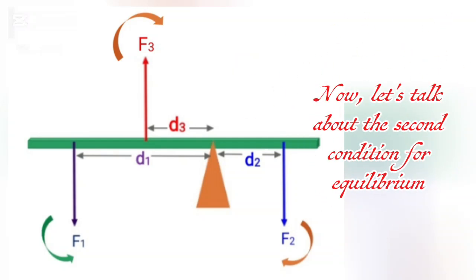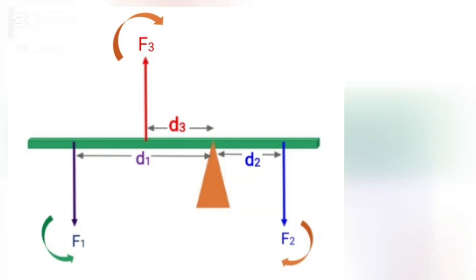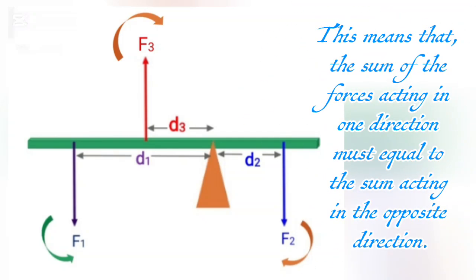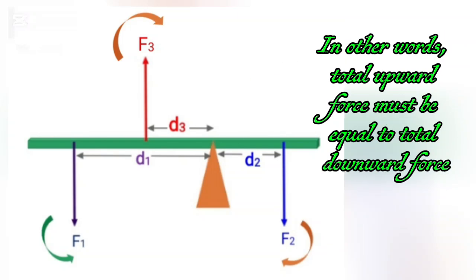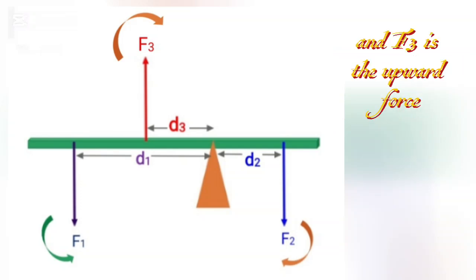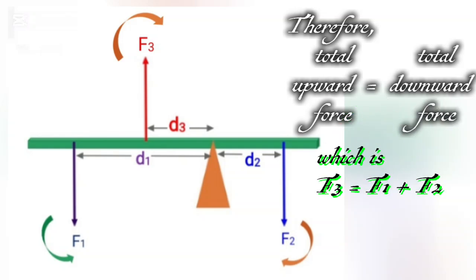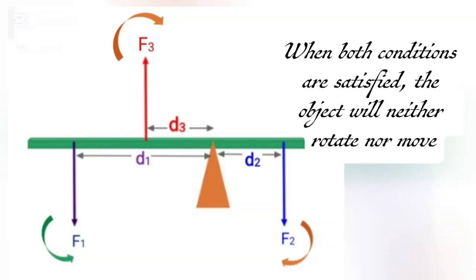Now, let's talk about the second condition for equilibrium. For a body to completely be in equilibrium, not only must the moment balance, but the forces must also balance. This means that the sum of the forces acting in one direction must be equal to the sum of the forces acting in the opposite direction. In other words, total upward force must be equal to total downward force. From our diagram, forces F1 and F2 are the downward forces, and F3 is the upward force. Therefore, total upward force is equal to total downward force, which is F3 is equal to F1 plus F2. When both conditions are satisfied, the object will neither rotate nor move.